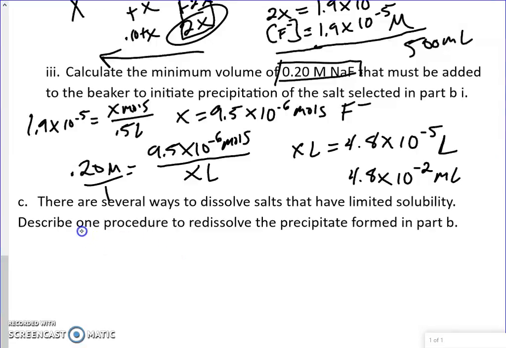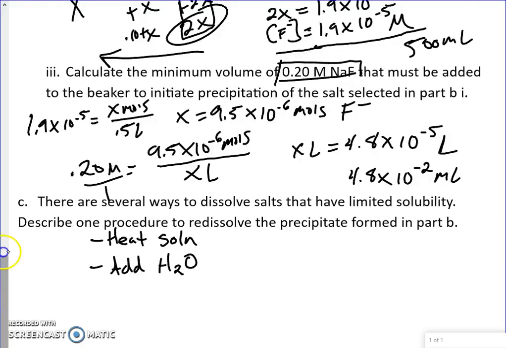So what's one way we could increase the solubility of this? We could heat up the solution. Okay. What's another way? And we did see this one in class. We can add more water. Okay, by adding more water, there's more space for the salt to dissolve.